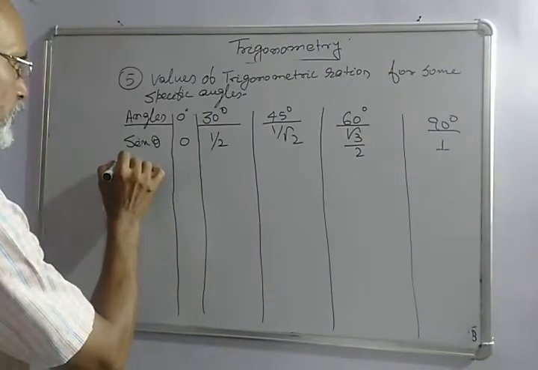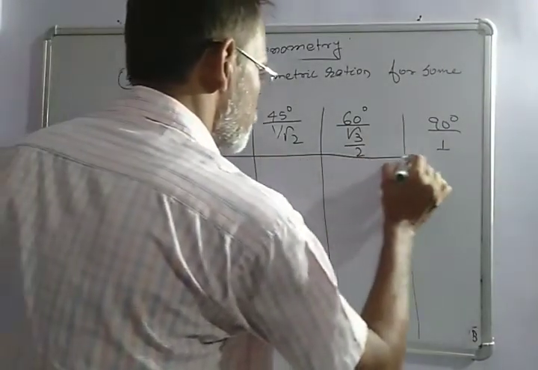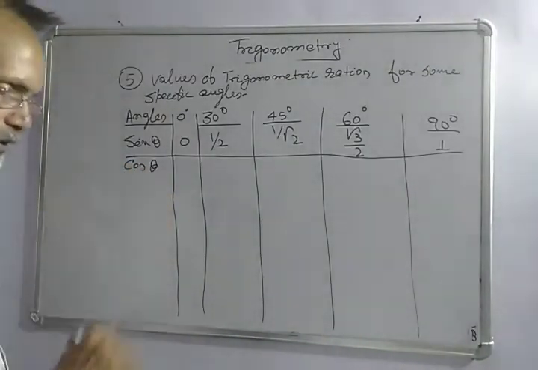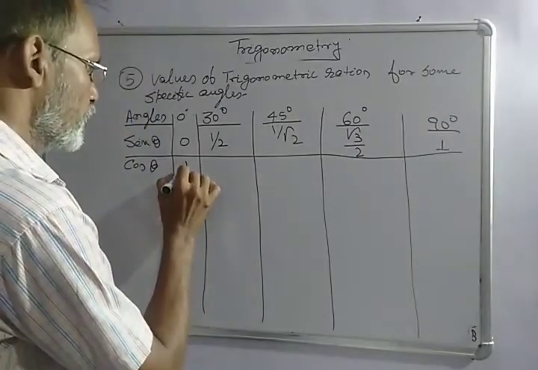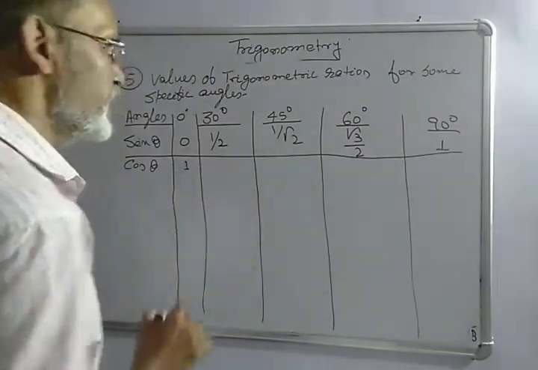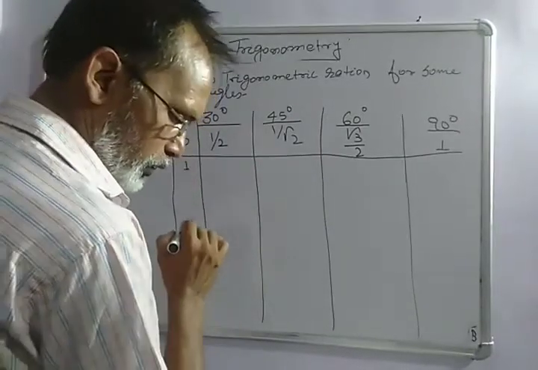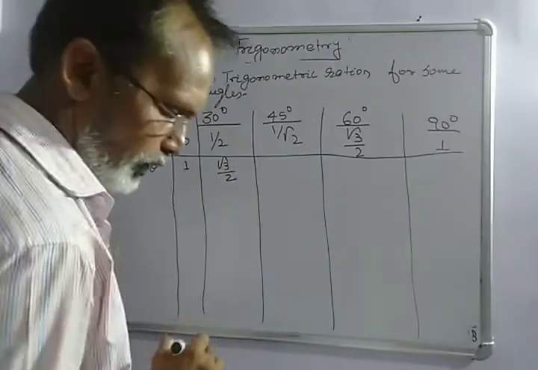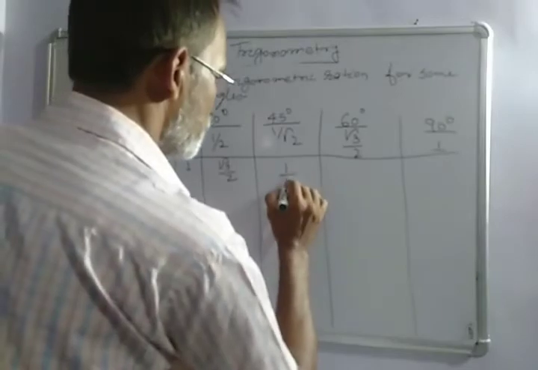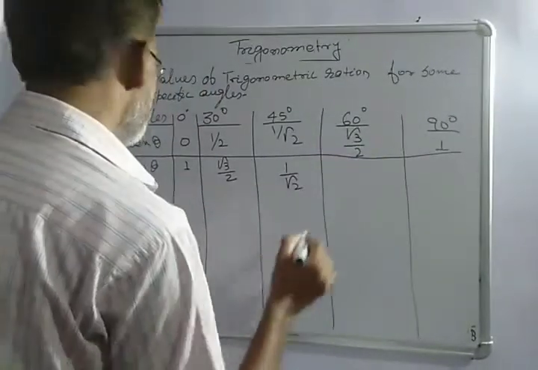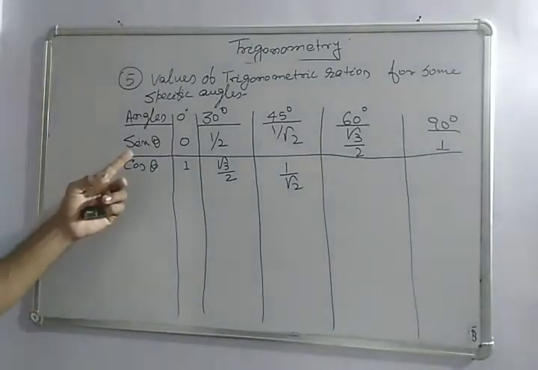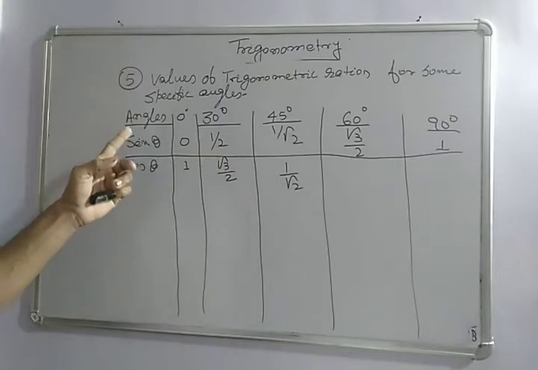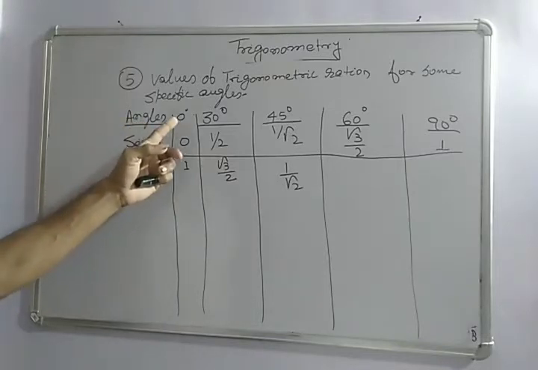Then cos theta. Cos 0 is equal to 1. Cos 30 is equal to root 3 by 2. Cos 45 is equal to 1 by root 2. Again I am telling you, these are the angles.